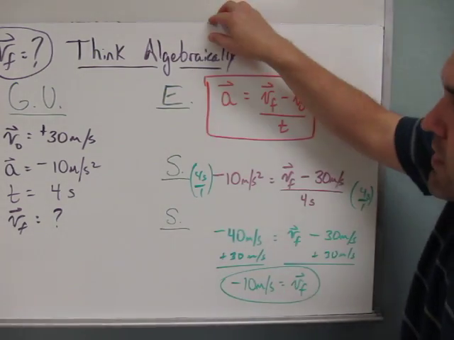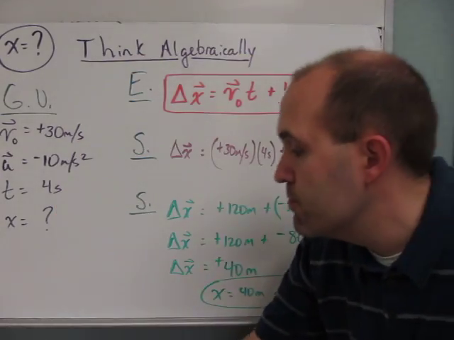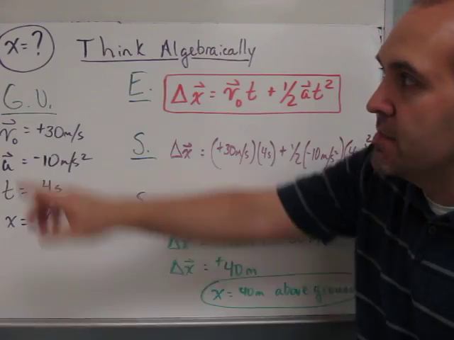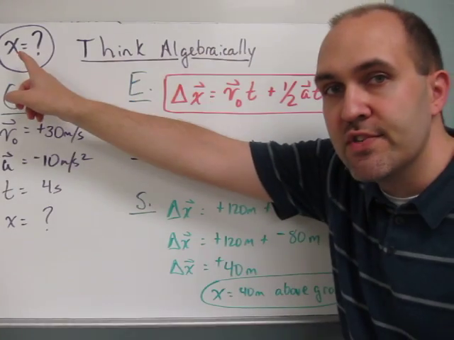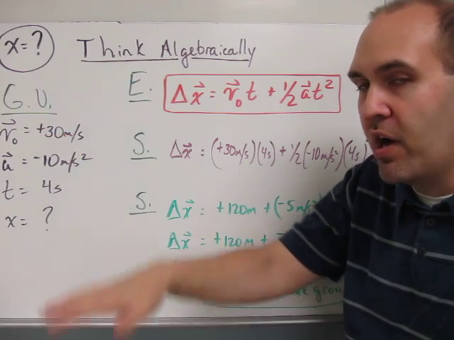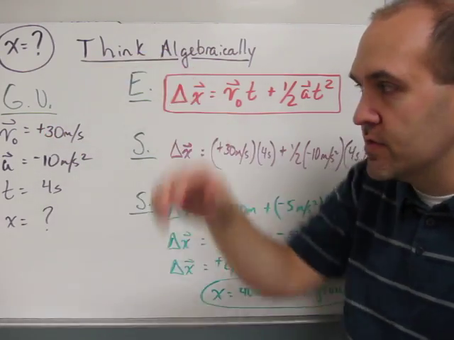What about the distance? What about the position of the object? Well, for that, we can think algebraically again, except this time we're looking for x. We're looking for the position of that. We know it's above the ground, so that position should be positive. Remember, we called the ground 0. So that position is above the ground, so it should be positive.